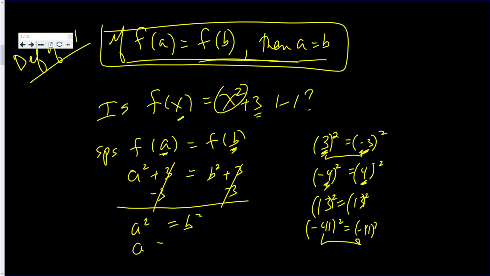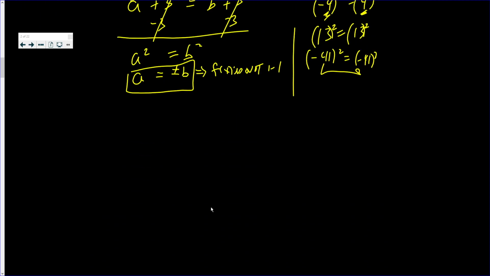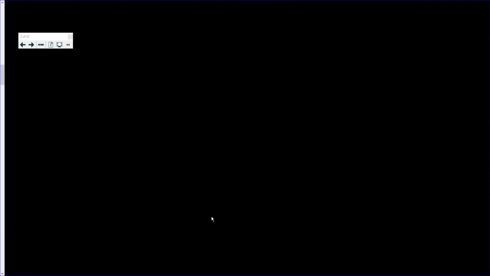The best we can say is a is plus or minus b. This implies f of x is not 1 to 1. Why? Because we did not conclude that a equals b. How about this function?